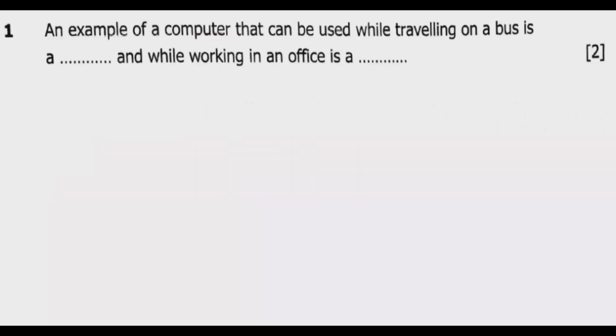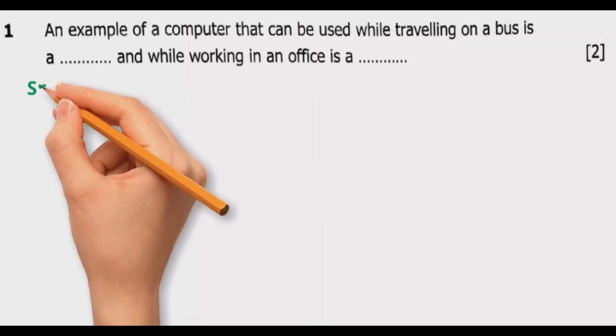Question 1 is as follows. An example of a computer that can be used while traveling on a bus is dash, and while working in an office is dash. Okay, so I'll give you at least 2 on each blank space. Okay, the first one, the kind of computer that can be used while traveling on the bus is 1, smartphone.